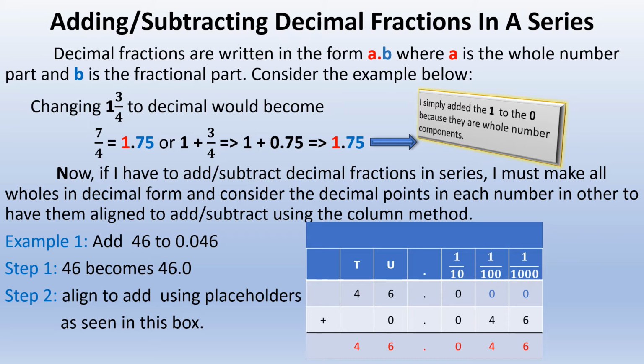Now, if I have to add or subtract decimal fractions in series, I try to make the whole numbers into decimal forms. So if you have a 1, it becomes 1.0 or 1.00. You can add as many zeros after the decimal point for a whole number. It doesn't affect the value. So 1 and 1.0 are the same, and 1 and 1.00000000 are the same.